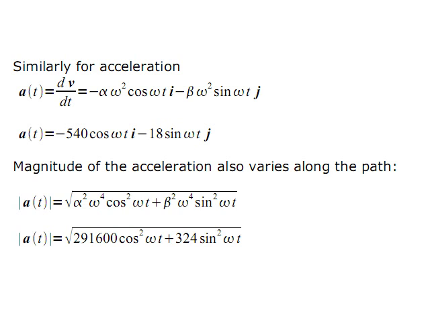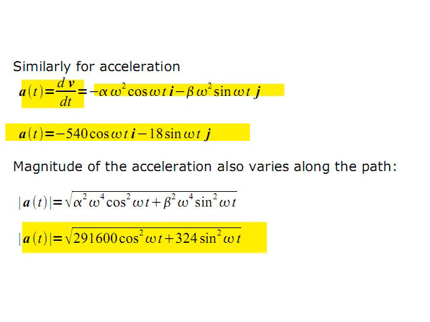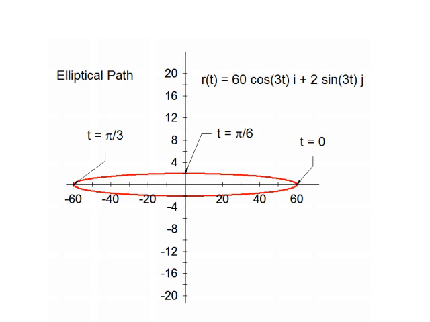Now we do the same thing for acceleration. We take the derivative of the velocity. Here it is in general. Substituting our numbers, this is the acceleration vector: minus 450 cosine omega t in the i direction, minus 18 cosine omega t in the j direction. And again, we have a magnitude that is dependent on time. The easiest way to show you what's going on is to show you the graphs.